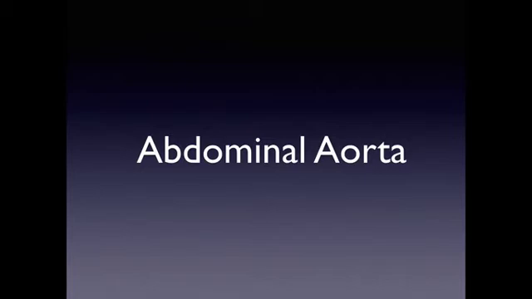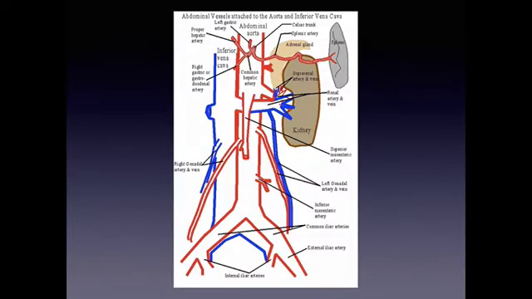So for this exam, we're primarily visualizing the abdominal aorta as opposed to the thoracic aorta. This is just a schematic of the abdominal aorta, and as you remember from anatomy, the aorta runs parallel to the inferior vena cava. They both run along the spine. The abdominal aorta is to the left, and the inferior vena cava is to the right of the patient.